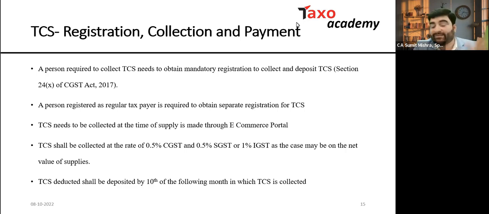Again, similar to TDS, I said, if I'm a regular taxpayer like Flipkart, I'm taking the example of Flipkart. Flipkart is also working on the inventory module. There are two different models, the market model and the inventory model.